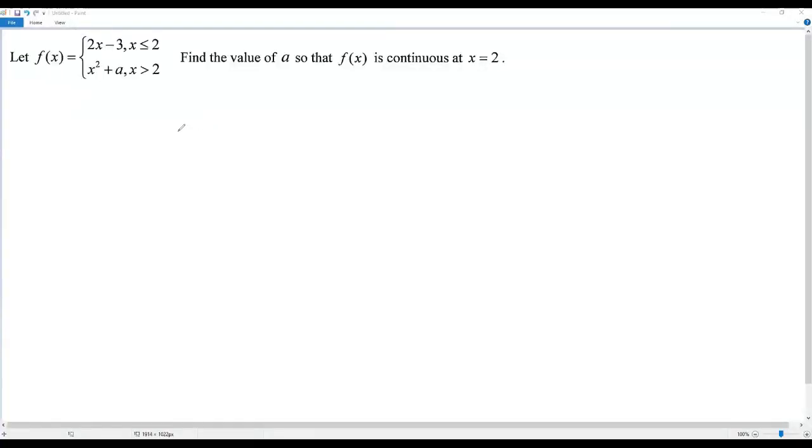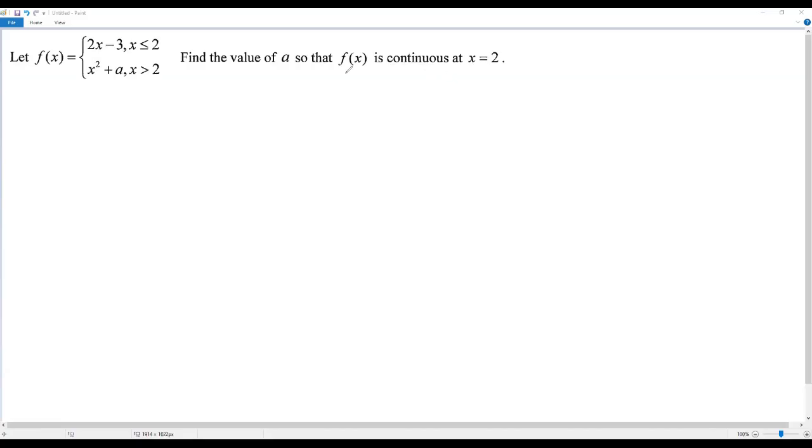Here we have an AP Calculus AB problem. Okay, let's go through the information. Let f(x) equal 2x minus 3 if x is less than or equal to 2, and f(x) equals x squared plus a if x is greater than 2. Find the value of a so that f(x) is continuous at x equals 2.